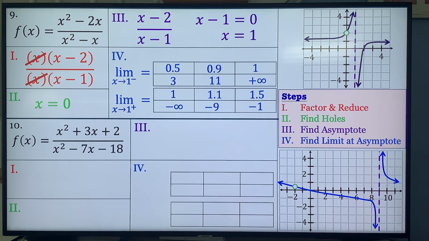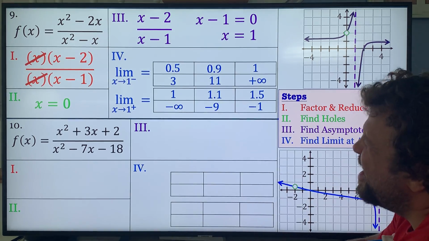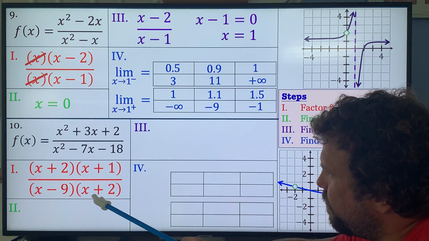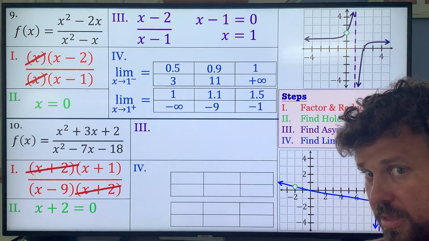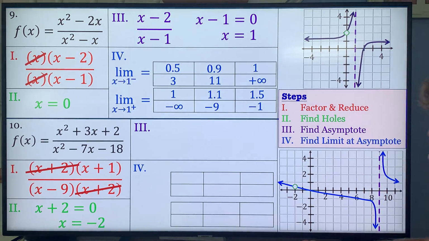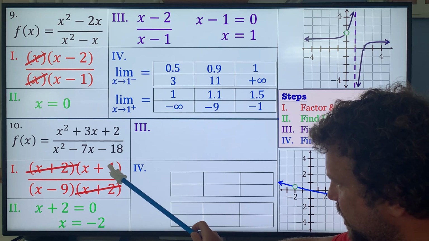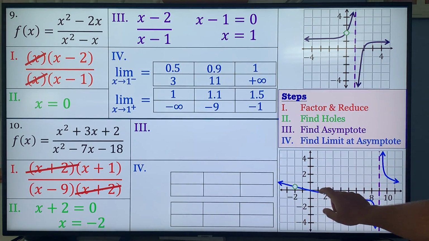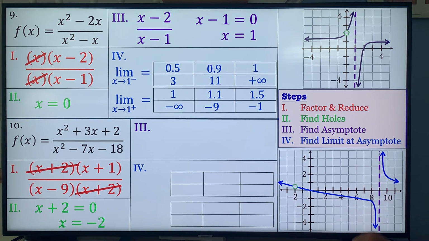All right, number 10. Factor. What's that? X plus 1, x plus 2, x minus 9 and x plus 2. Yep. Plus 2's cancel out. Find your hole. X plus 2. Subtract 2 from both sides. X equals negative 2. If I type negative 2 in here, negative 2 plus 1 is negative 1 over negative 11, which is 1 over 11. Negative 2, 1 over 11. There you go.